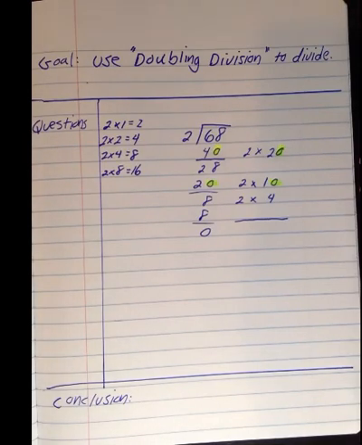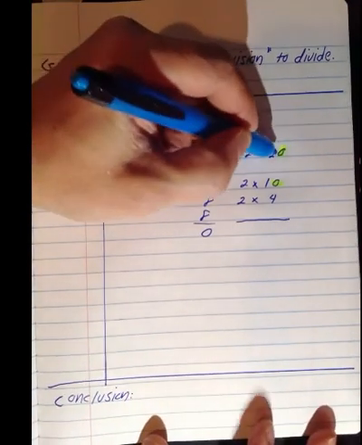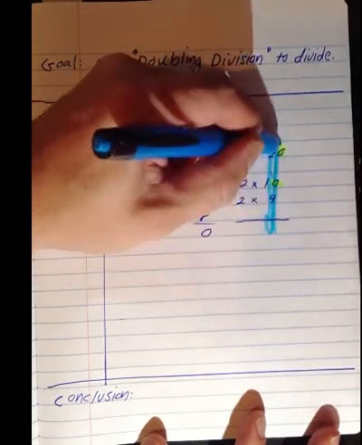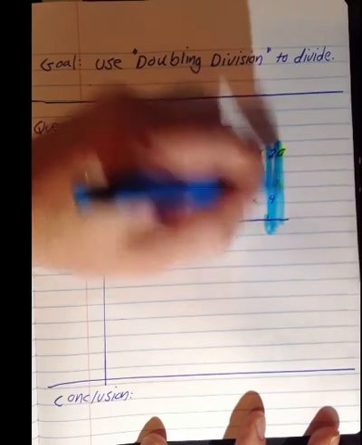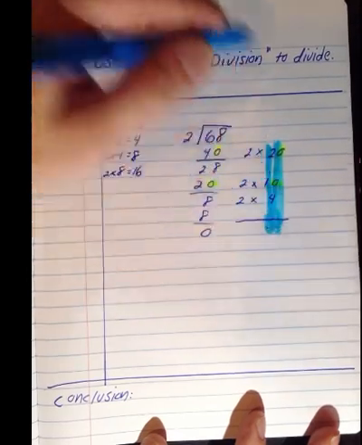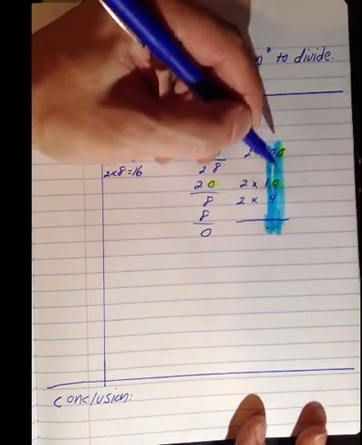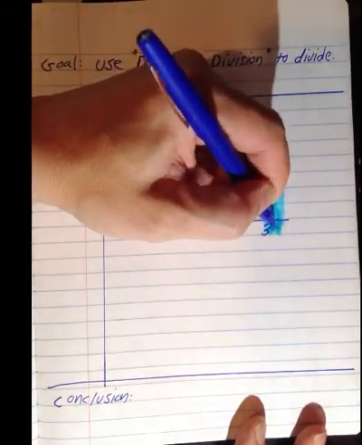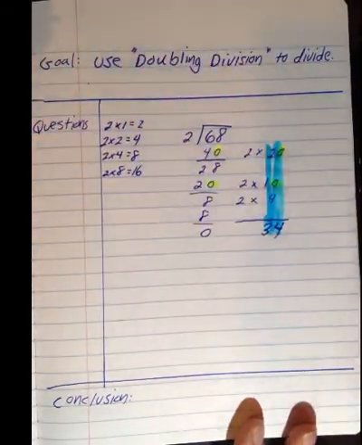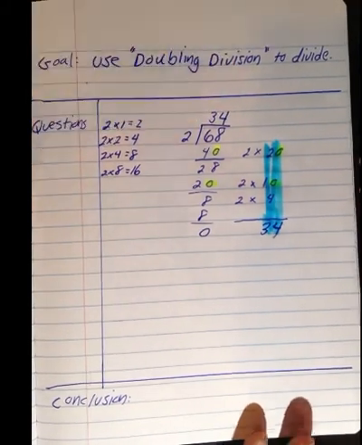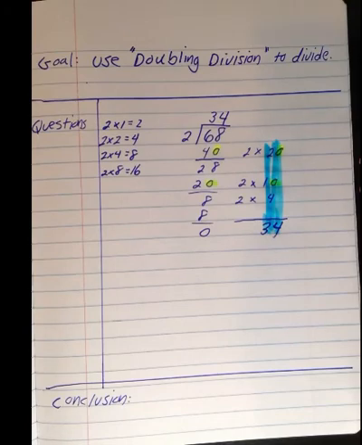So I'm going to highlight our groups so we can count those up. So 20 plus 10 plus 4, we made 34 groups, and it came out perfectly. We didn't have any left over. There's 34 groups. That would be the same answer we would get if we used long division.